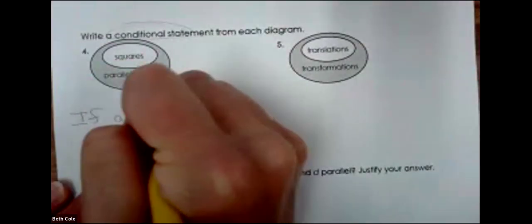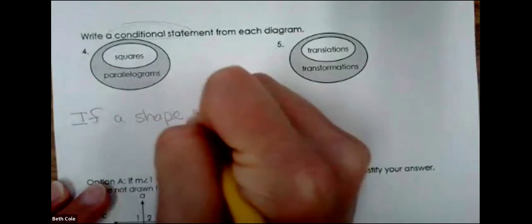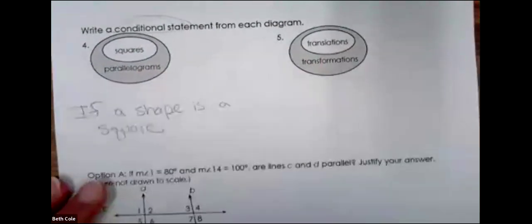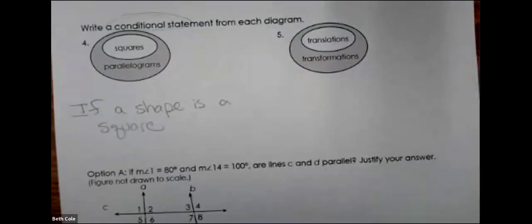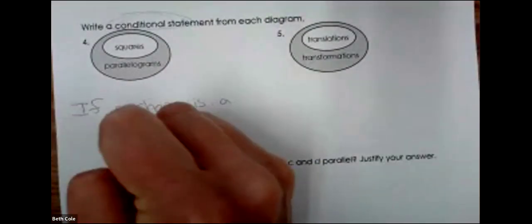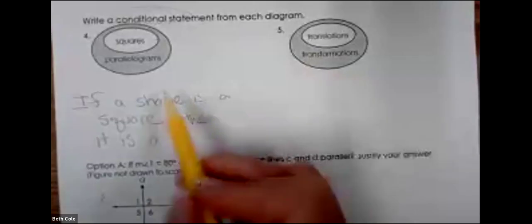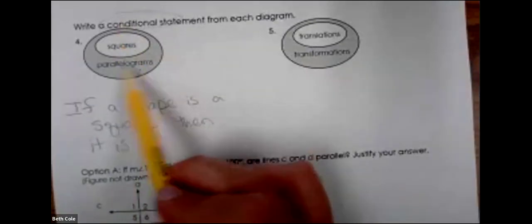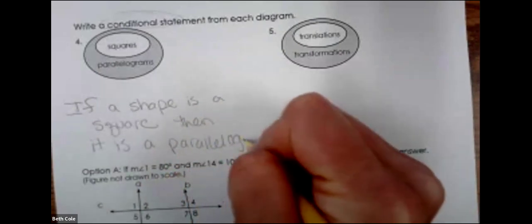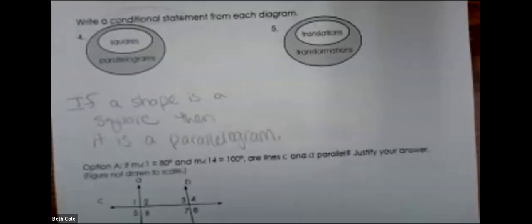So this one is, if a shape is a square, so you start with the inside, like the egg yolk, sort of. Looks like an egg. If a shape is a square, then it is what? If a shape is a square, then it is a parallelogram. I wonder who made up that word.